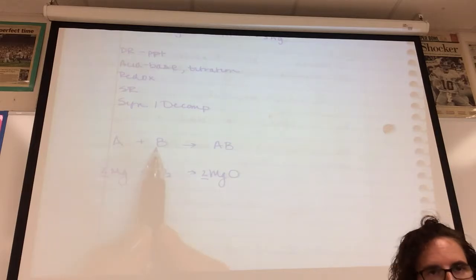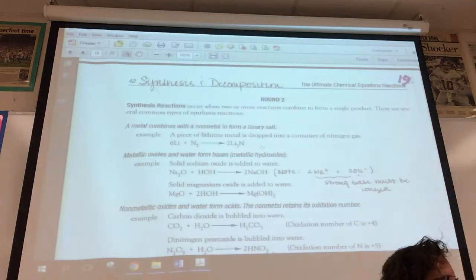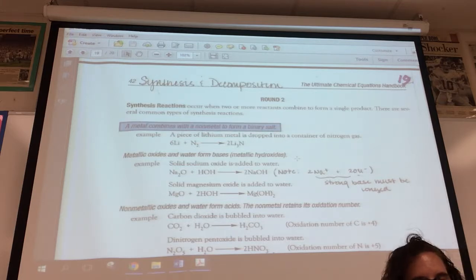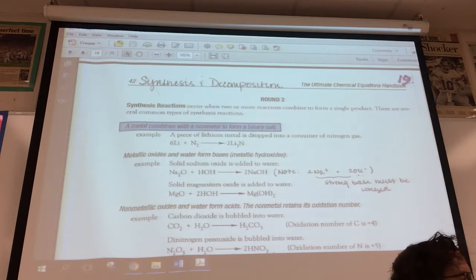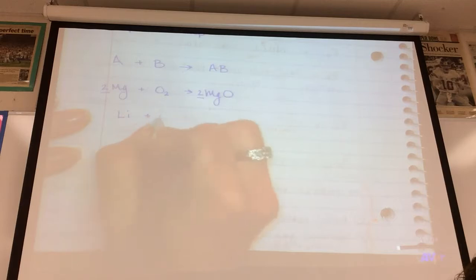So A and B can be elements and or compounds, so be careful there. This will be a compound that's more complex than what you started with. The first example is similar to what I penned out. It says a metal combines with a non-metal to form a binary salt, and this you would have seen previously. Lithium reacts with nitrogen gas. Formula write your product, otherwise you are going to make a mess. I don't think you would have an issue at your level.